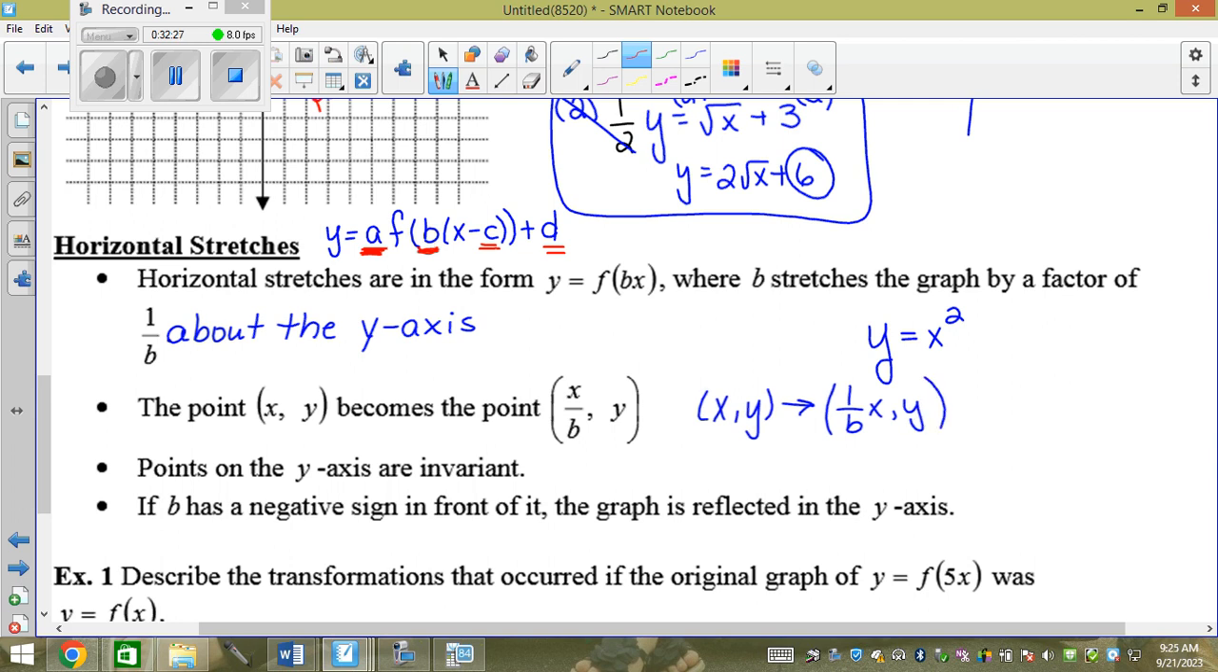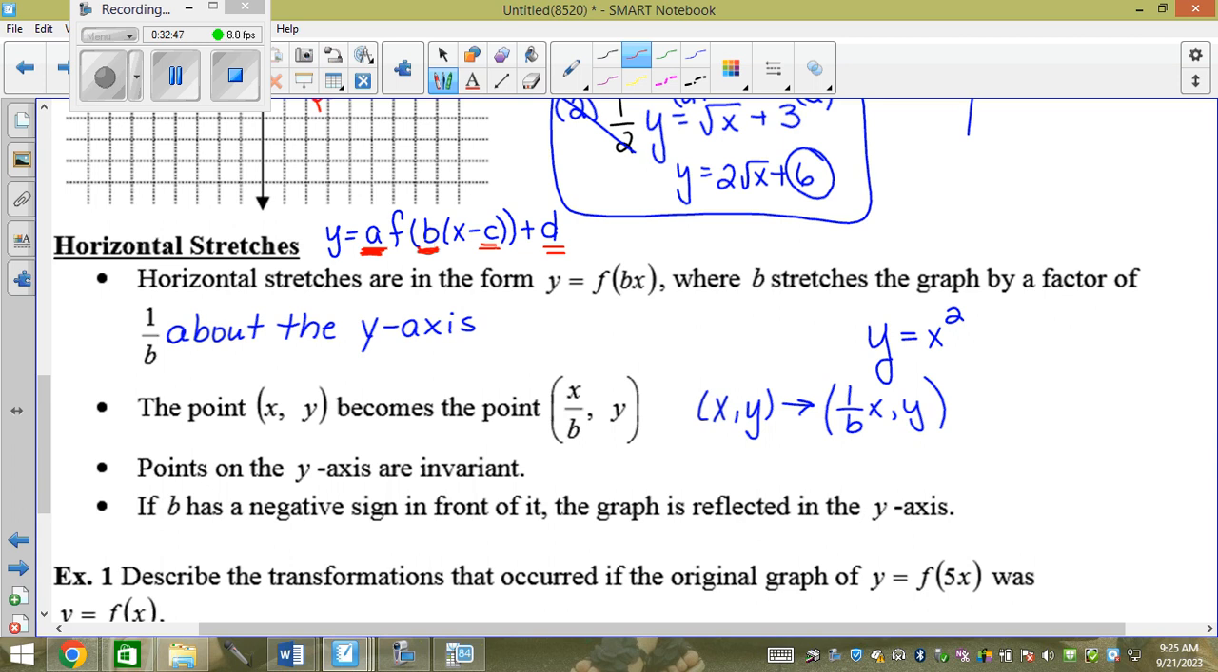And why do I say reciprocal rather than 1 over b? Because if b was 2/3, what would it stretch it by a factor of? 3/2. It just flips it. Can you tell the difference between a vertical and a horizontal stretch? If it's in the bracket with the x, it's horizontal, because it affects horizontal things. And if it's outside, it's vertical.